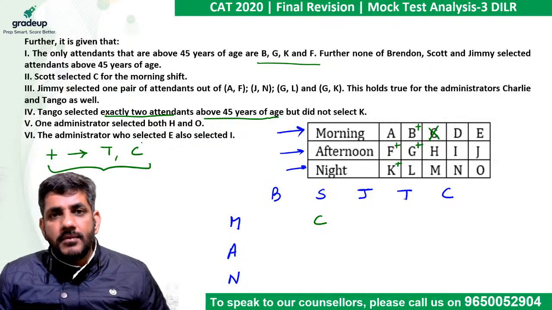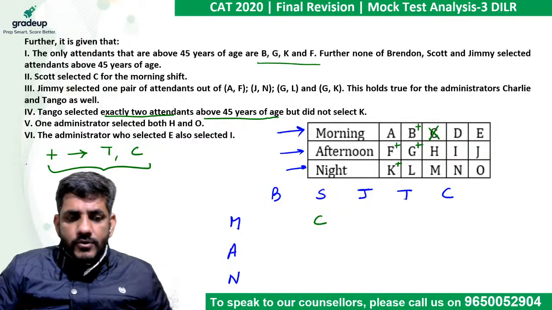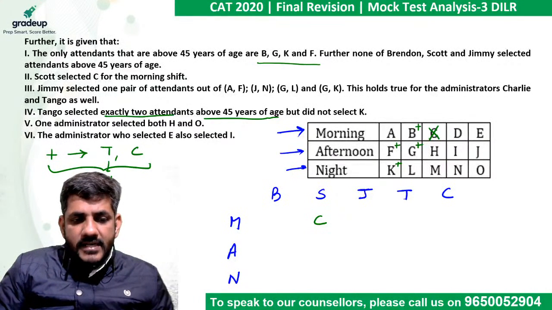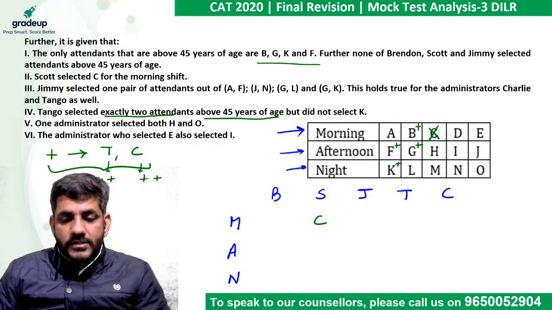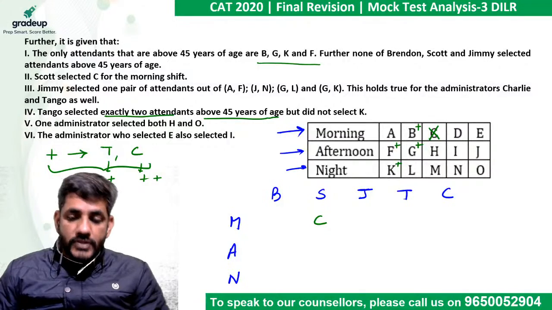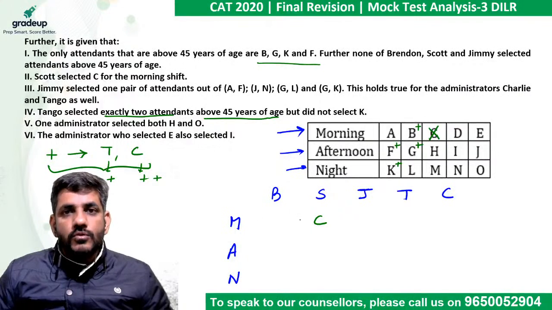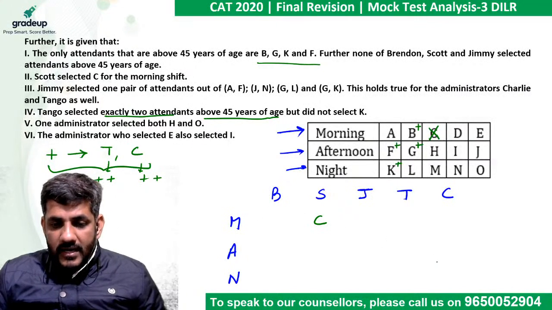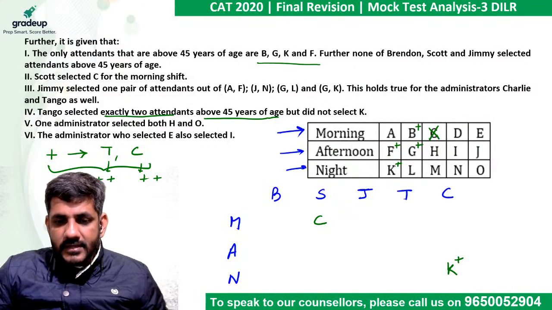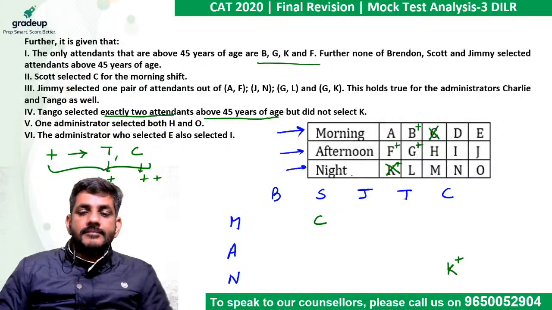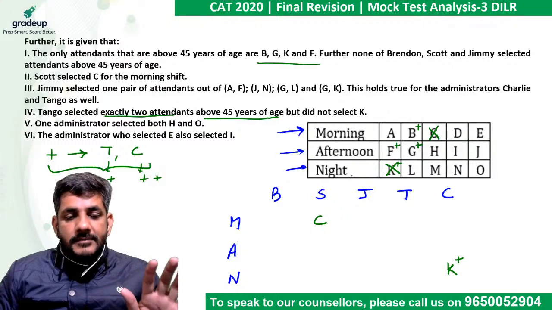How many people are there above 45 years of age? 4. Tango selected 2 out of them. So can I say 2 people are selected by Tango and 2 people are selected by Charlie? If Tango selected exactly 2 of them, Charlie also selected exactly 2 of them. And Tango did not select K. So who selected K? Charlie. So Charlie must have selected K. K is selected in the night slot. So Charlie has selected K. I am putting a cross here. Right? I hope this is clear.